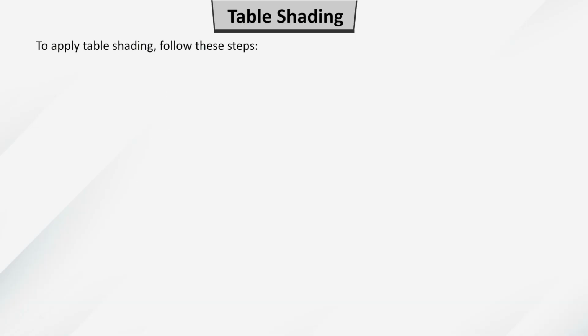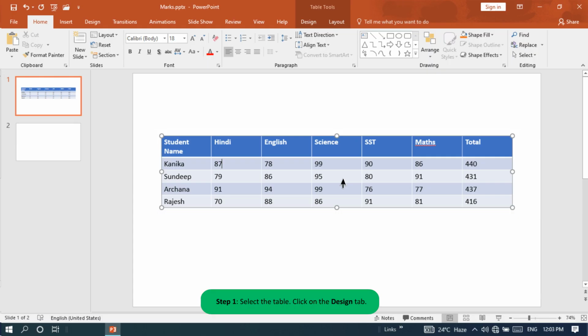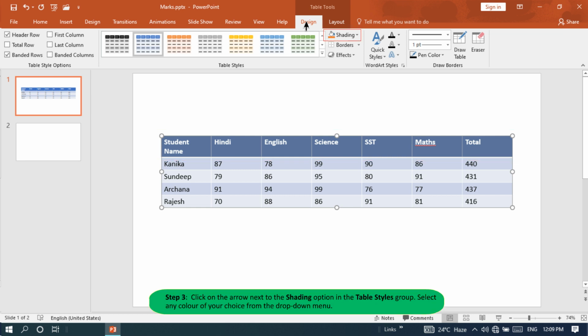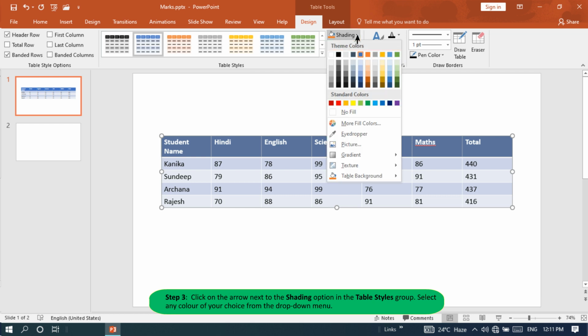Table Shading. To apply table shading, follow these steps. Step 1. Select the table. Click on the Design tab. Step 2. Select the rows or columns that you want to modify. Step 3. Click on the arrow next to the Shading option in the Table Styles group. Select any color of your choice from the drop-down menu. Step 4. You can also select any other option from the drop-down menu of the Shading option.